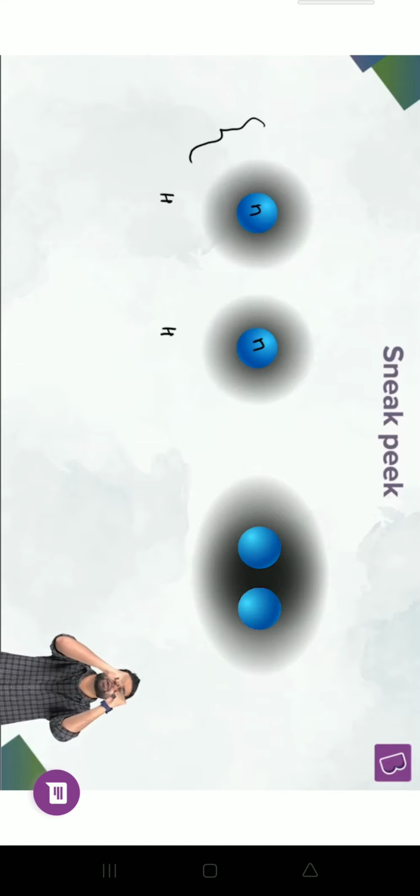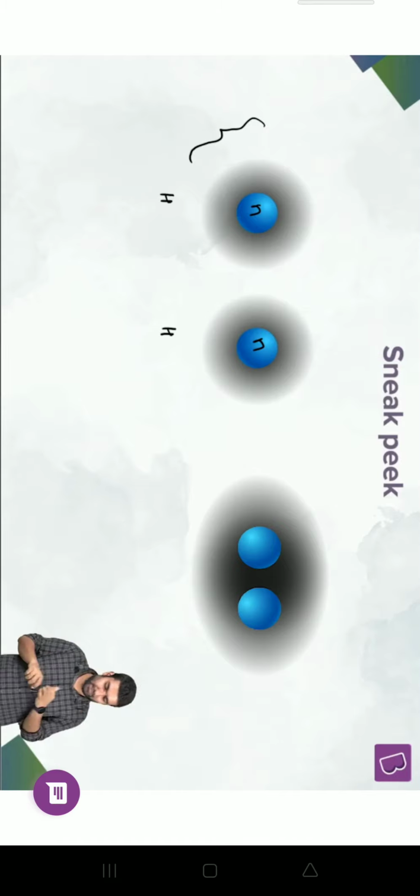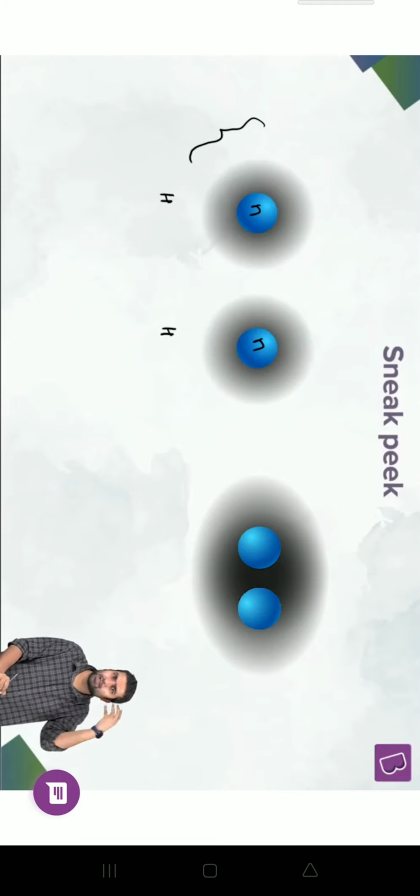Now let's say when they were over here, think about it. When they are this close, are electrons conscious? Are protons, neutrons conscious? Does a proton have a brain of its own? No, right?